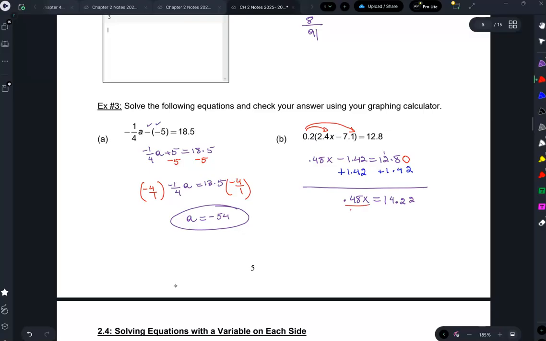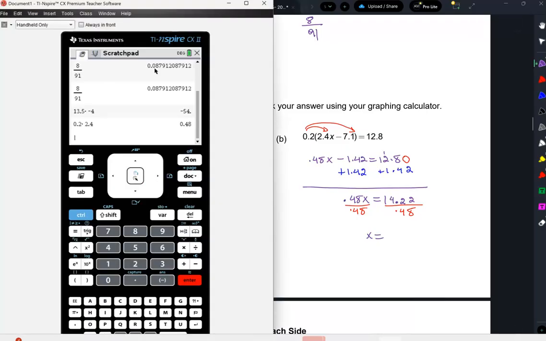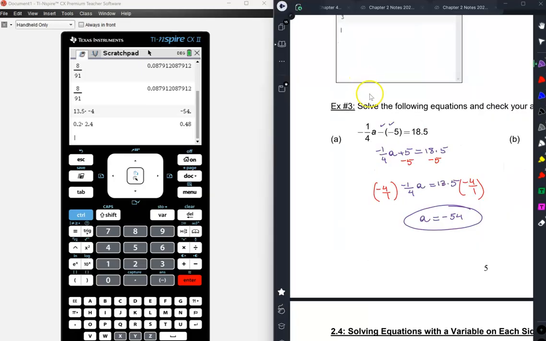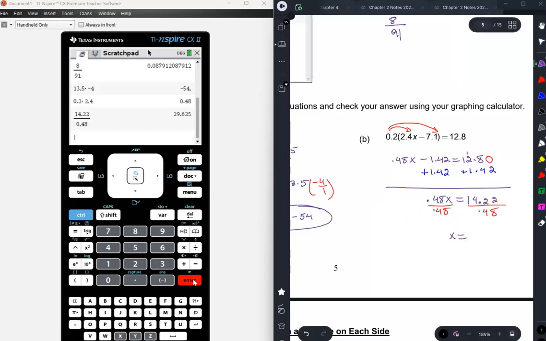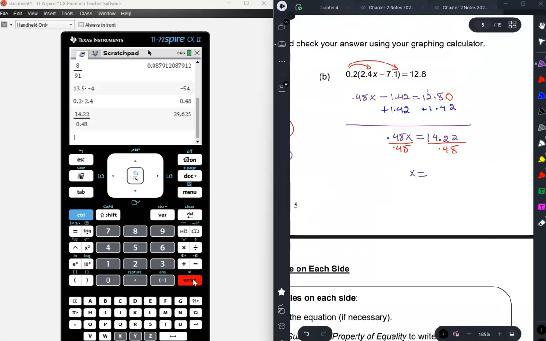Now, divide by 0.48. Let's put that in the calculator. So let's see. We're going to go on the calculator. We're going to do 14.22 divided by 0.48. Enter. 29.625.